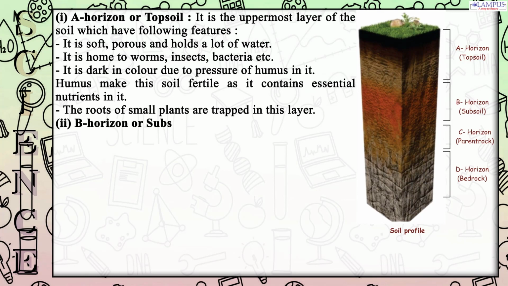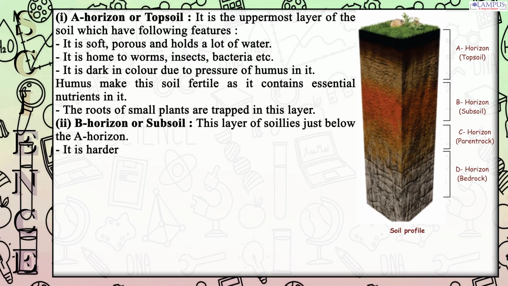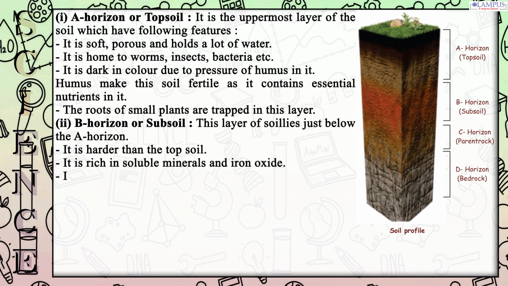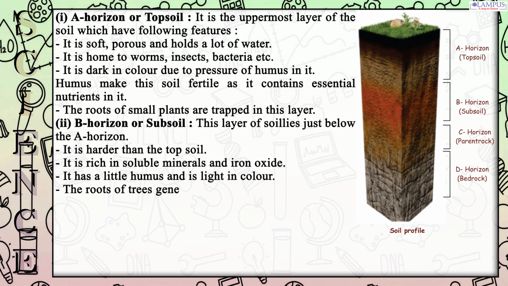2. B horizon or subsoil. This layer of soil is just below the A horizon. It is harder than the topsoil. It is rich in soluble minerals and iron oxide. It has a little humus and is light in color. The roots of trees generally reach to this level.